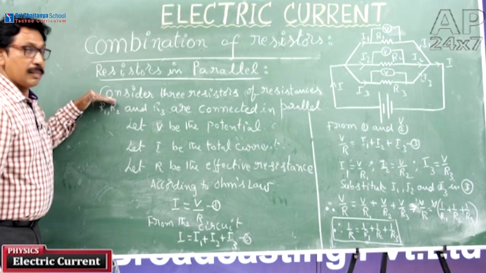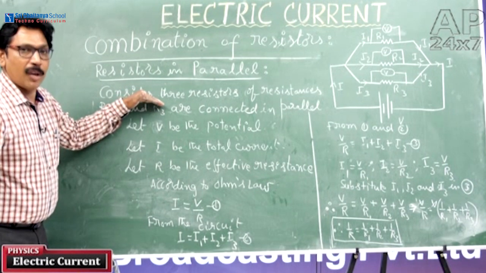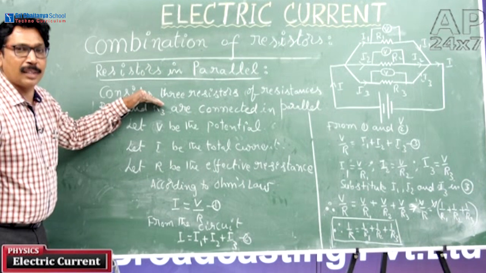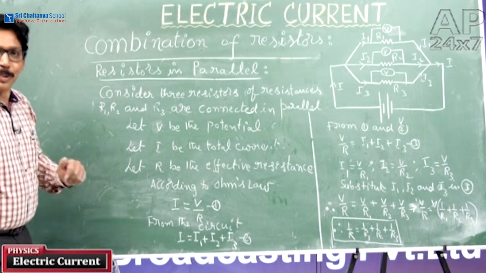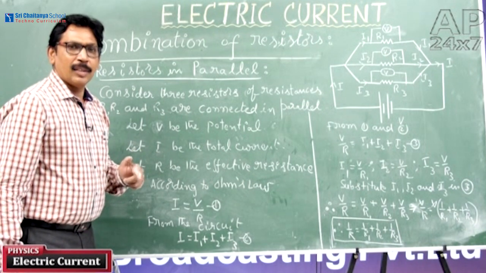Once again, I will start here from this consideration, just a recap. Consider 3 resistors of resistances R1, R2 and R3 connected in parallel. Next assumption. This starts with let. Let V be the potential.